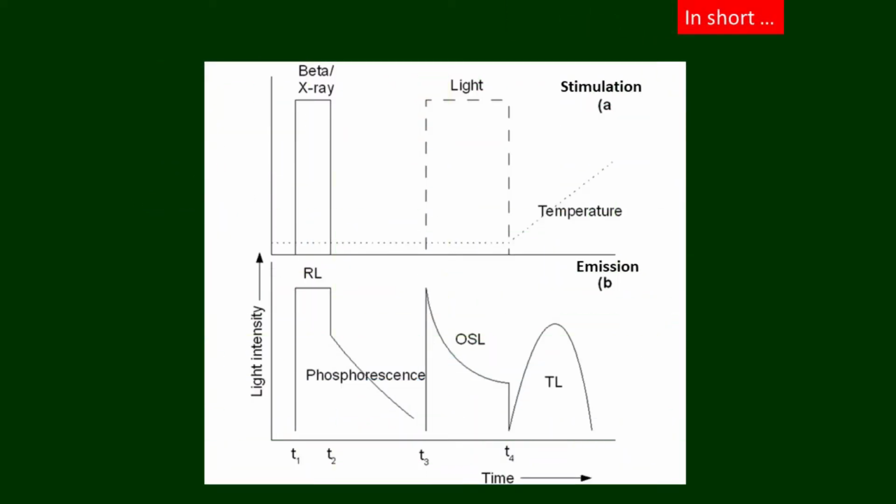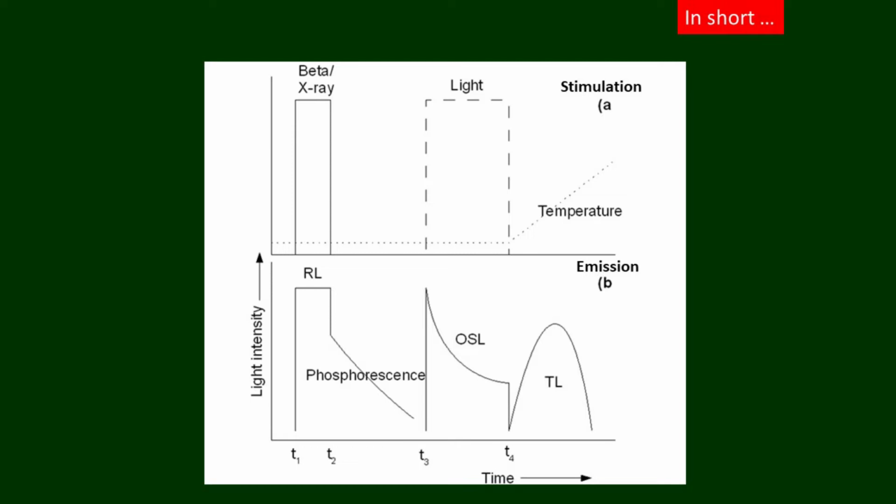So as I mentioned, we can give heat to detrap the electron. That we call thermoluminescence, thermally stimulated luminescence. We are stimulating the electron to come out from the trap, ending up with luminescence, that we call thermoluminescence. If we use light, then we call it optically stimulated luminescence. In this, actually, we combine all.